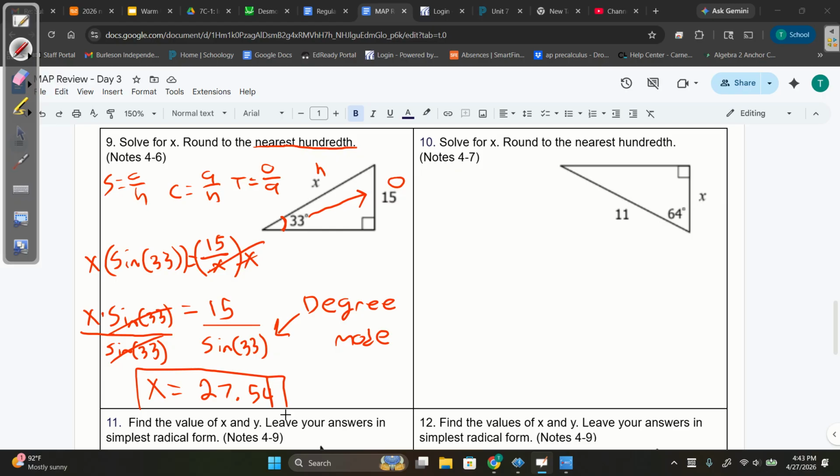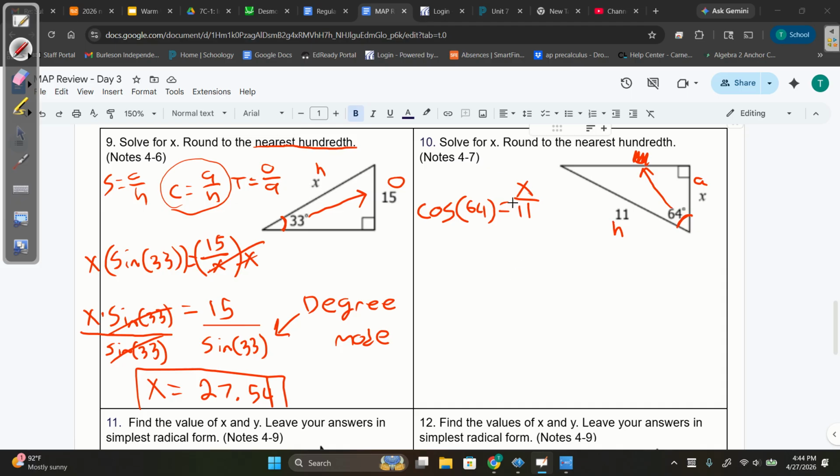Number 10 is very similar. Let's try it out. I've got this angle here. And if I label my sides, I've got opposite, hypotenuse, and adjacent. I have nothing for the opposite side, so I'm only looking at adjacent and hypotenuse. Cosine deals with adjacent and hypotenuse, so I'm going to use cosine this time. Cosine of 64 equals adjacent over hypotenuse, x over 11.